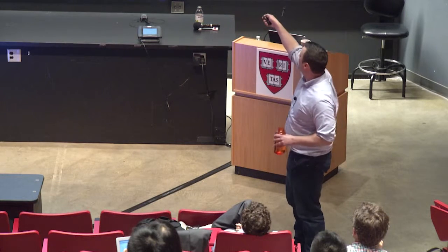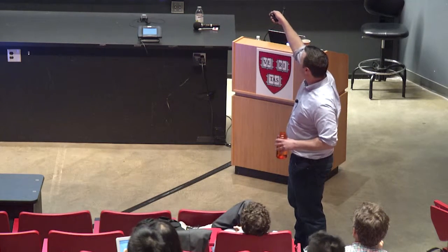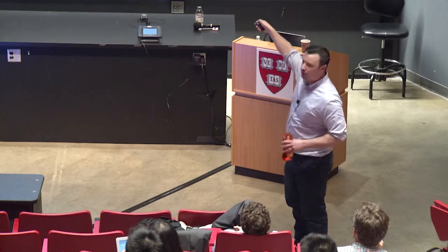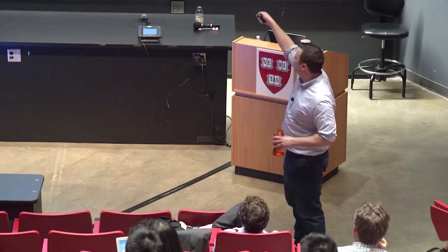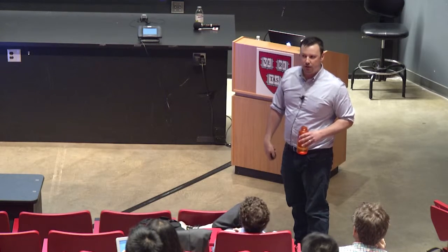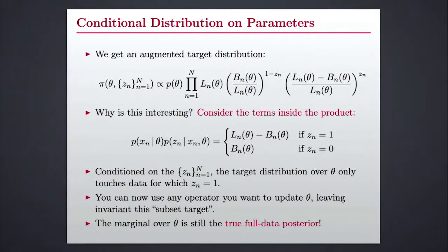In particular, if the zn is 0, then the likelihood terms cancel out, and we wind up with just the bound. So for every zn that is 0, when you're going to update the parameters theta, you don't have to look at anything for which the zn is 0. So some data you do not have to examine. If you have a very large number of zeros, then you don't have to look at those data.